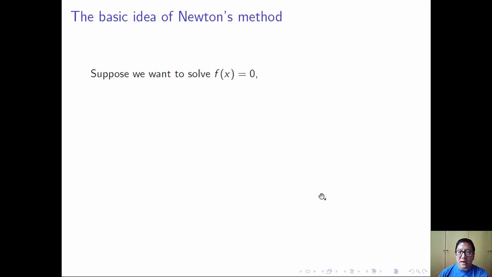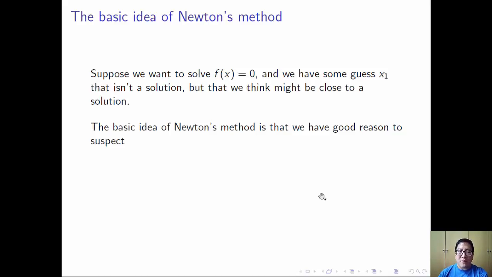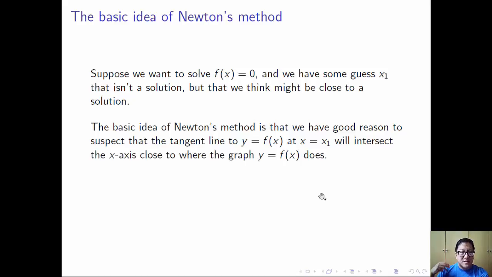Okay, so here's the basic idea of what's going on with Newton's method and why it works. Suppose we want to solve f of x equals 0, and we have some guess x1, some particular value of x that we think is close to being a solution to f of x equals 0, but isn't quite, perhaps. The basic idea is that we have good reason to suspect, as we'll see in a minute from a picture, that the tangent line to y equals f of x at x equals x1 will intersect the x-axis, not quite at, but close to where the graph y equals f of x does. So the x value where the tangent line intersects the x-axis is going to be very close to the actual solution that we want.